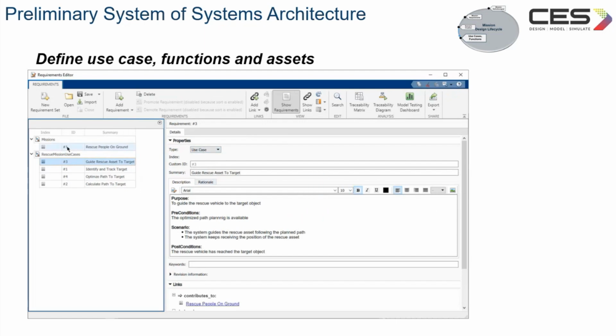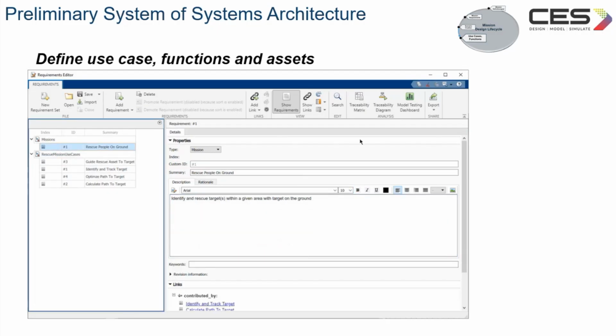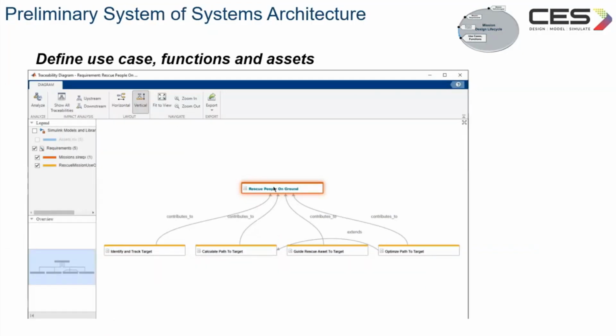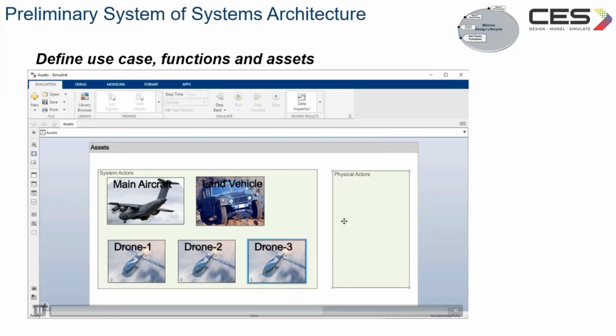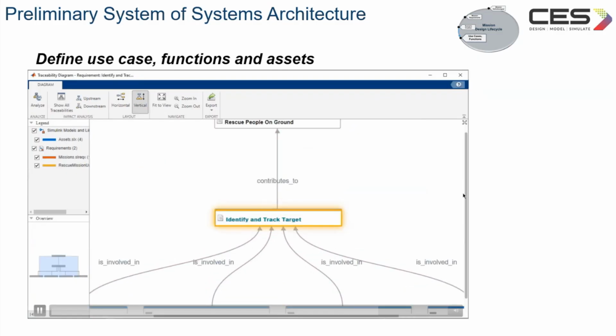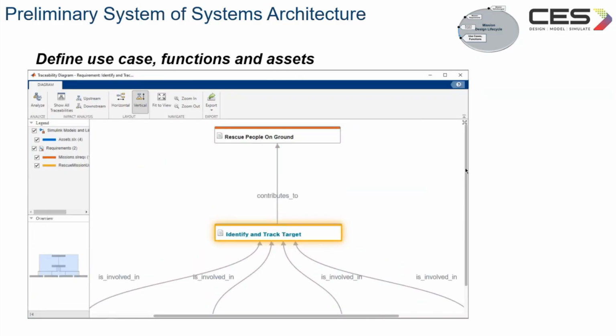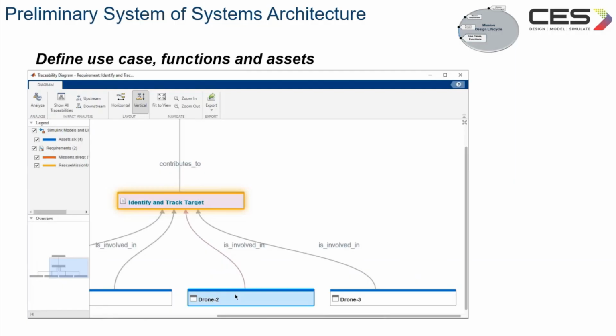At the same time, we define the mission assets and the actors involved in this example, and we can see the main aircraft, the land vehicle, the ground vehicle, and the multiple UAVs that you want to add in this mission. So the traceability approach basically helps all the engineers working to understand how the mission goals, operational functions, and the physical assets are connected.